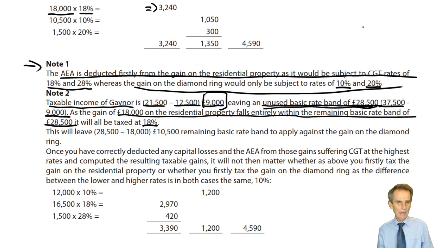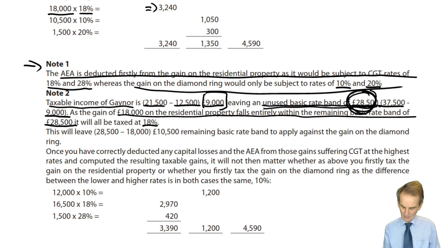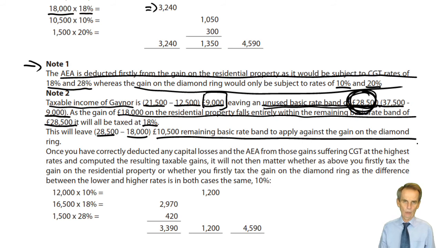Are we still within the remaining basic rate band? Yes, we will. We had taxable income of 9,000. It meant for CGT purposes, we had remaining and available basic rate band of 28.5. We have just used out of that 28.5, 18,000 in relation to the gain on the residential property. That means that 10,500 of remaining basic rate band is available to us to apply against the gain on the diamond ring.